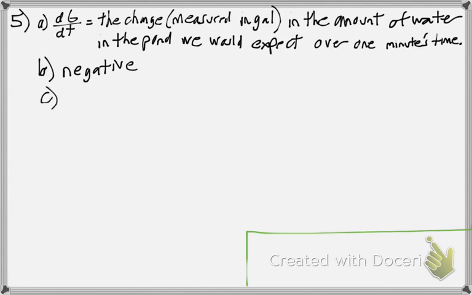Part C says, when t is equal to 30, water is running out of the drain pipe at a rate of 8,000 gallons per minute. What is the value of dg over dt? So this is going to be negative 8,000 gallons per minute.